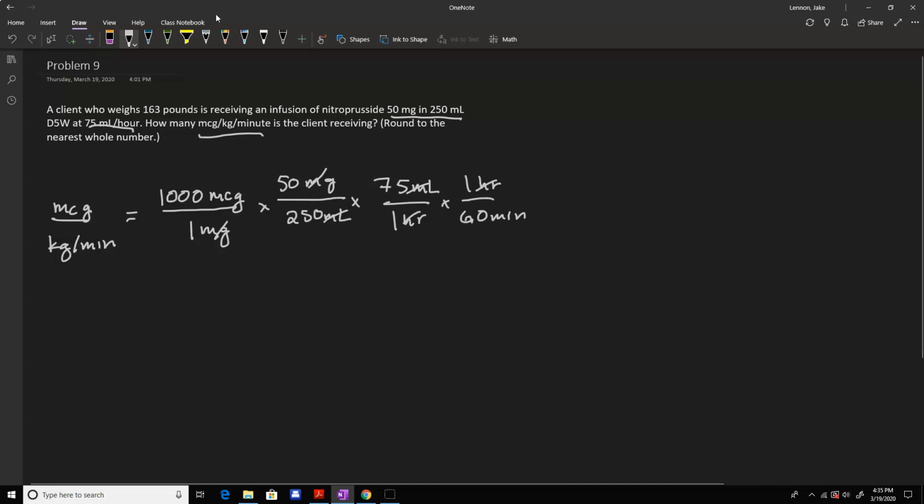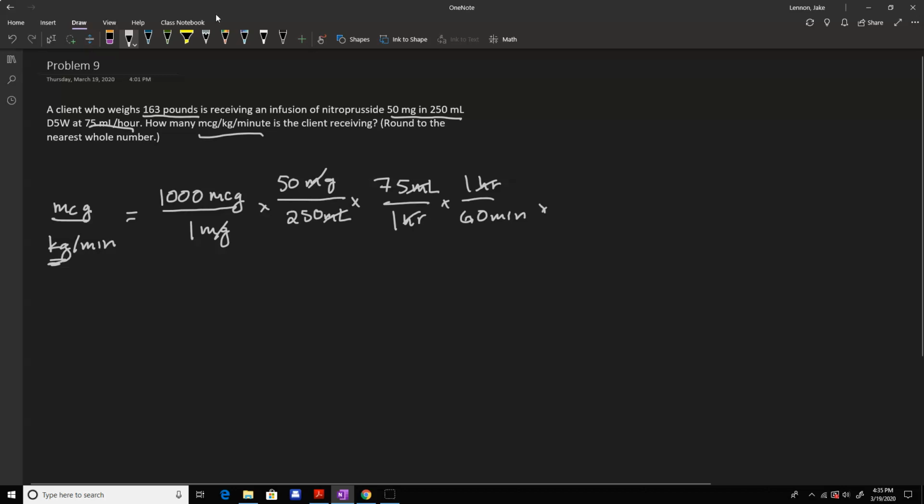So the hours cross off. And now this is where most people get stuck on the problem. We've got micrograms on top and minutes on the bottom. So the only thing missing is how do we get the kilograms involved? We don't have that anywhere in the problem. Well, we know it's going to involve a patient weight. So we see this patient weight up here and it's in pounds. Now we don't want to use the patient weight yet, but we know it's pounds and we want kilograms.